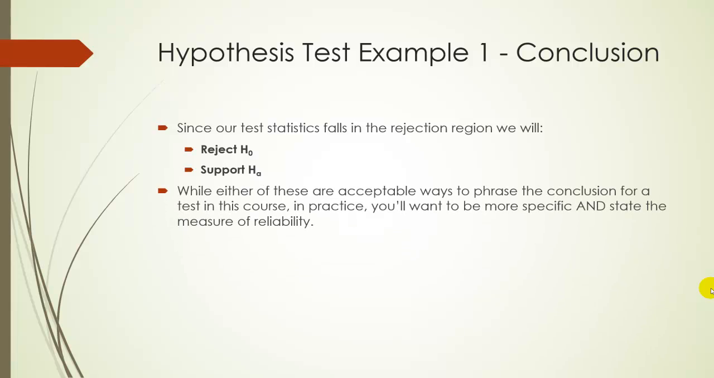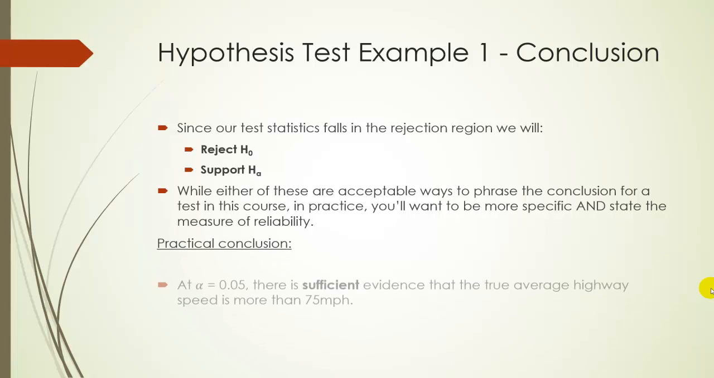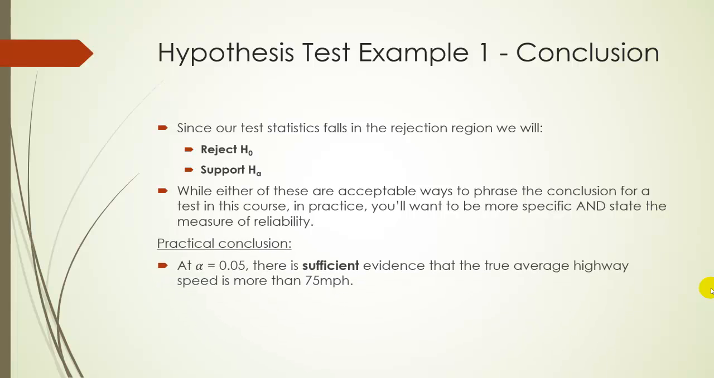Either way, we can phrase this. You should always include your measure of reliability. So one way that we can say this a little more practically is we can say at alpha equals 0.05 or at a 5% significance level, there is sufficient evidence that the true highway speed is more than 75 miles an hour. Or you could say there's sufficient evidence to reject that the average speed is 75 miles an hour. Either way, I always like phrasing things in terms of the alternative. I think it sounds a little better.